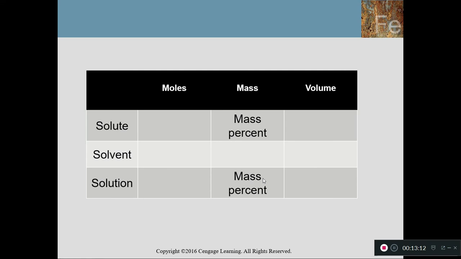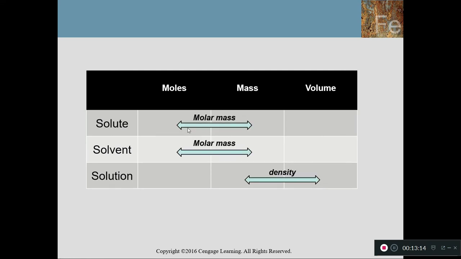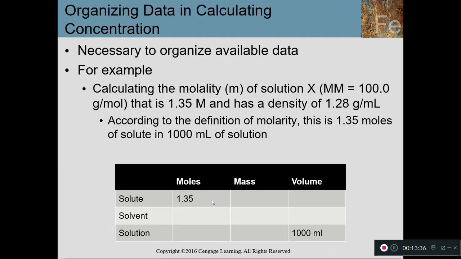Getting around this table, I think you should realize that it's pretty obvious that to go between mass and moles, we need to use the molar mass of whatever the substance is. A lot of times the solvent is going to be water unless it's clearly designated. So the molar mass we would use to go from mass to moles in the solvent section would be the molar mass of water. And then, like I said, in order to go between volume and mass, we are going to need to use the density. So let's look at this example.